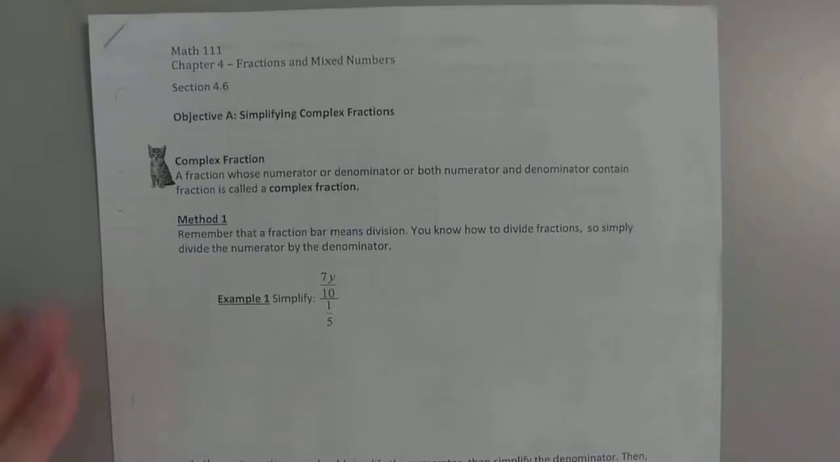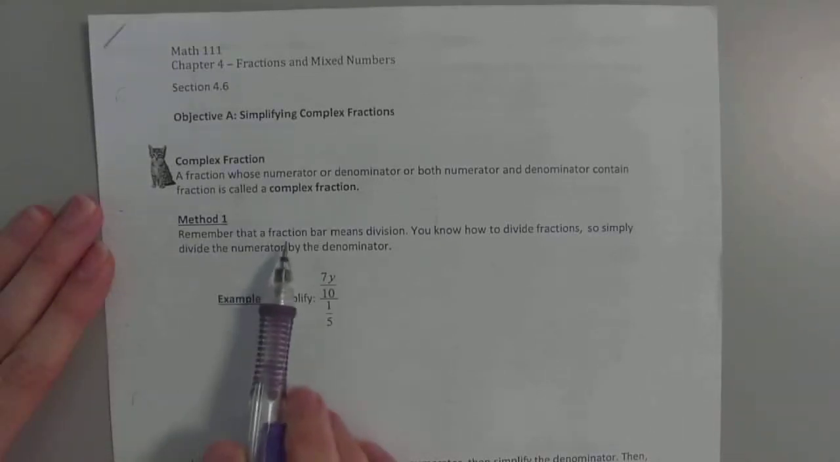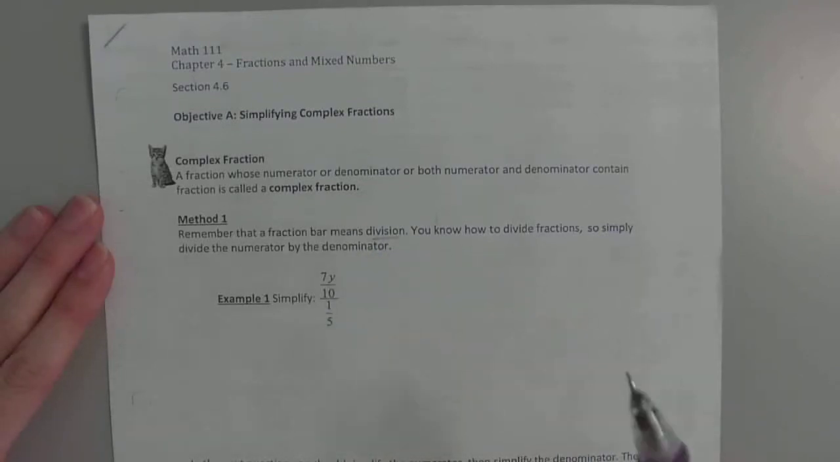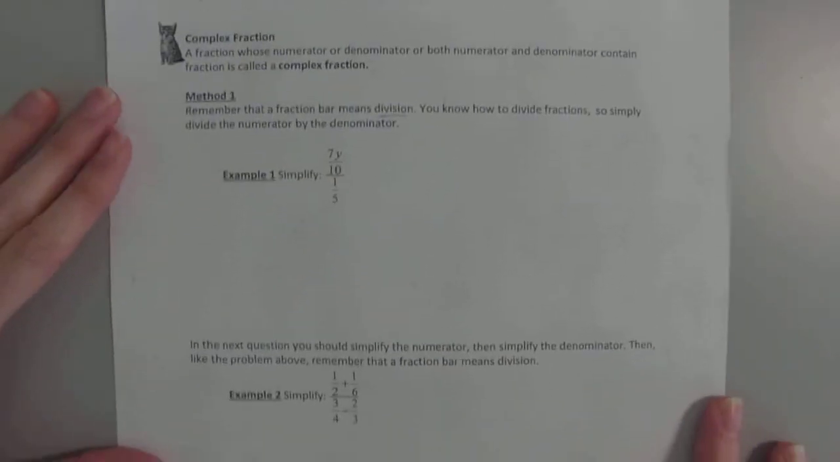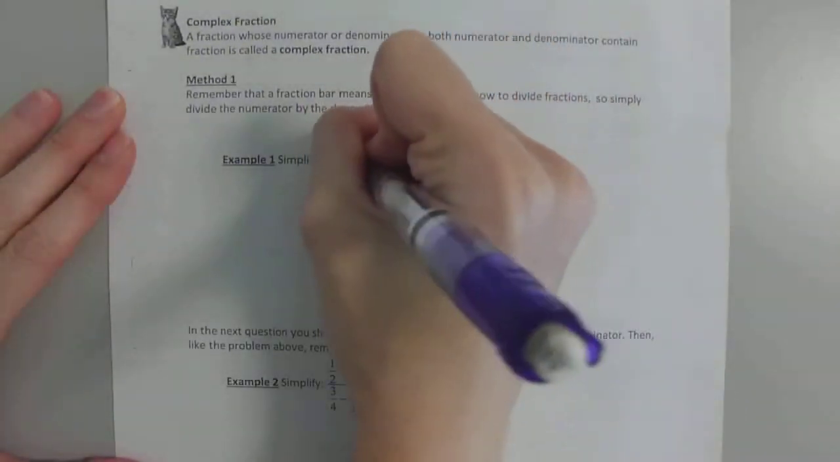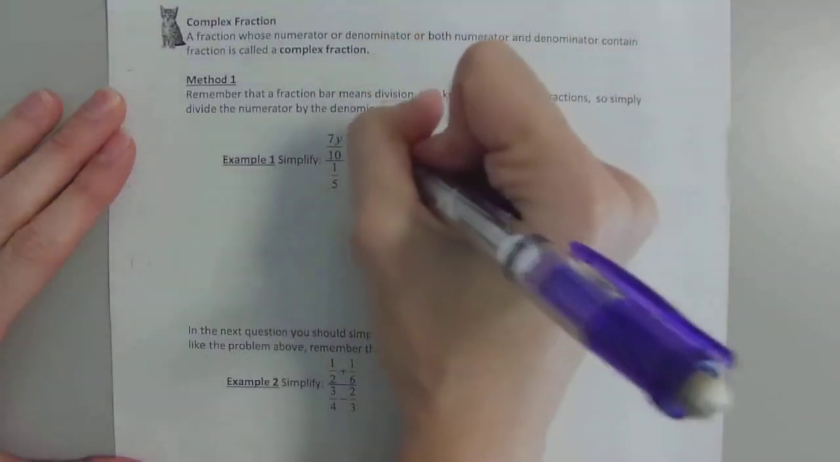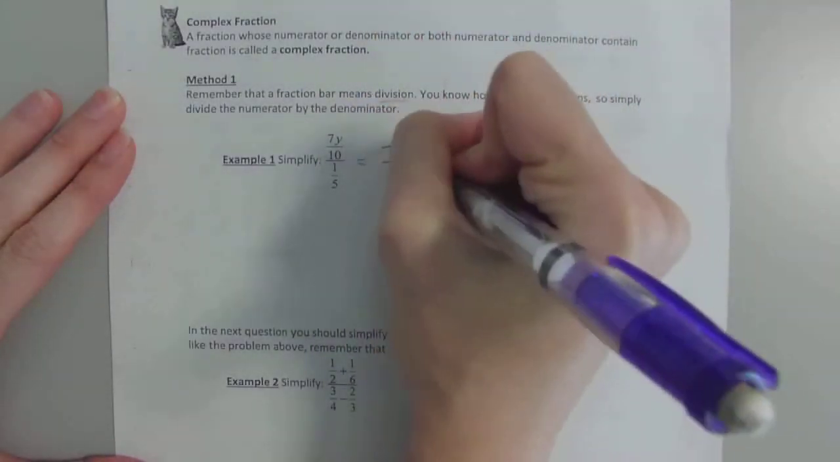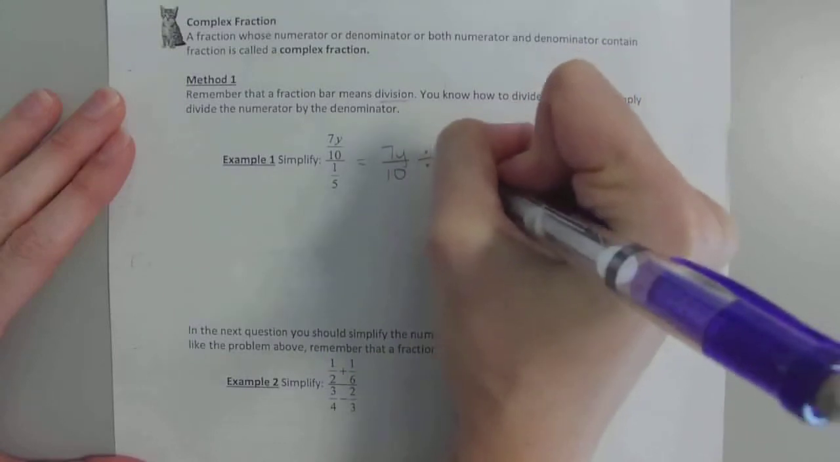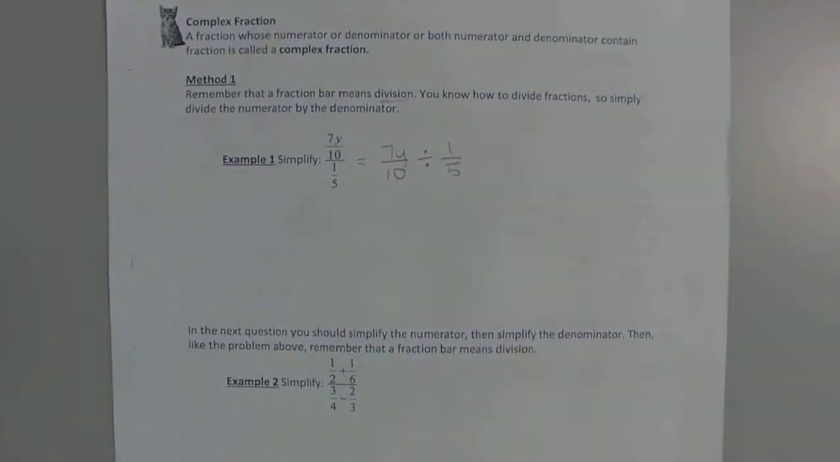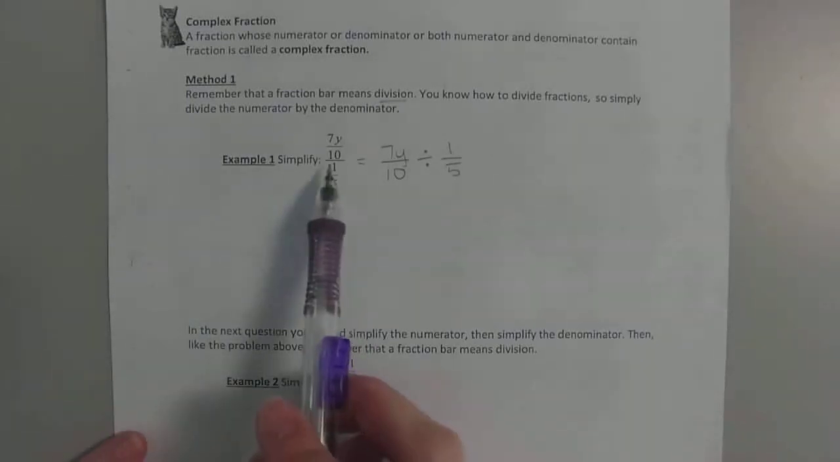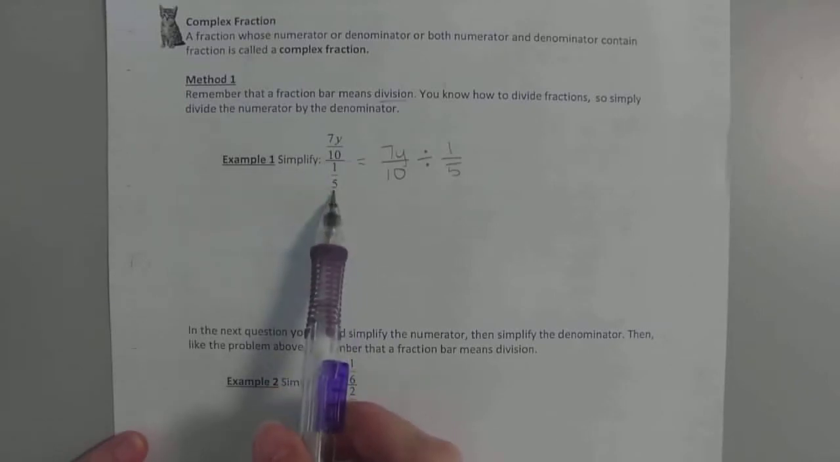So what I want you to remember is method 1. A fraction bar means division. You know how to divide fractions. You flip the second number, right? And then we go from there. So the very first move we're going to make on example 1 is to rewrite this as a division problem with 7y over 10 divided by 1/5 like that. So I just pulled it apart. You guys see that? So the top is 7y over 10, and this fraction bar means divided by 1/5.